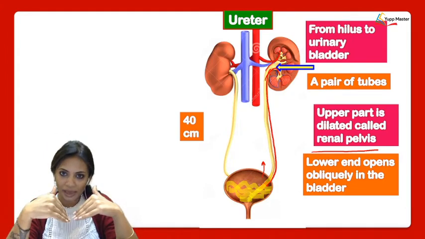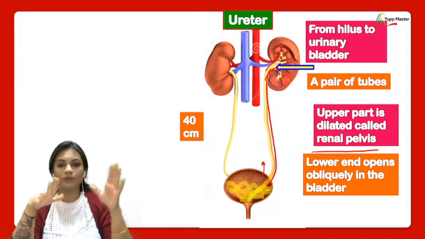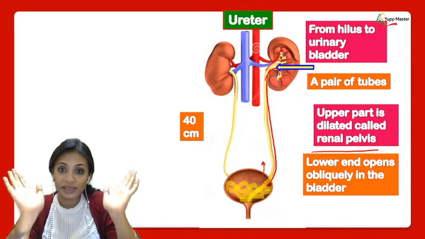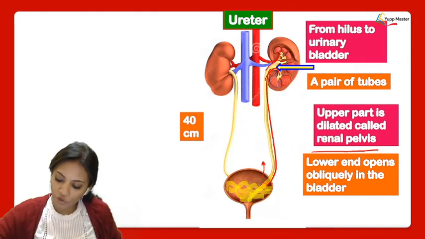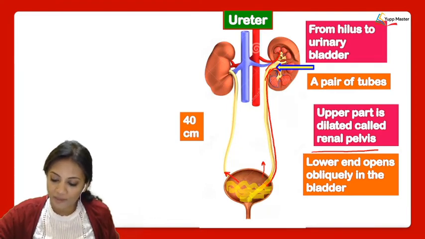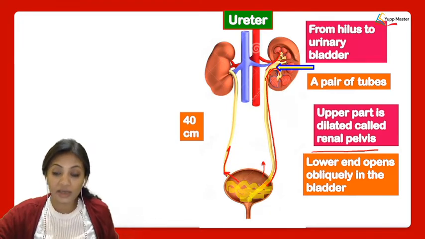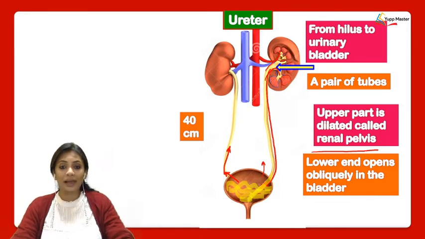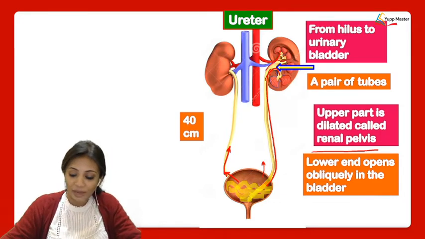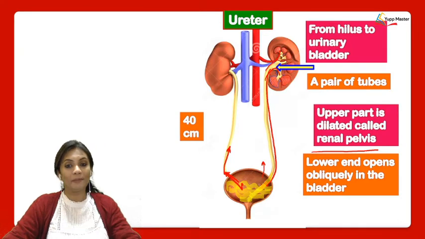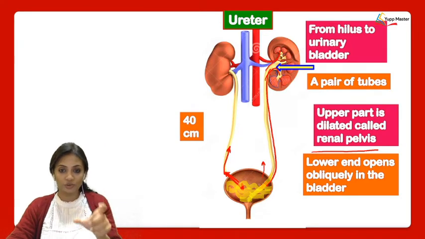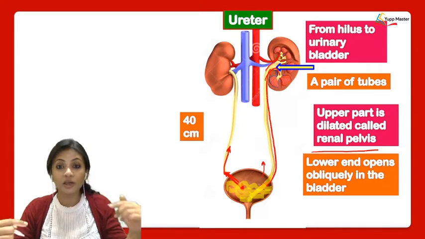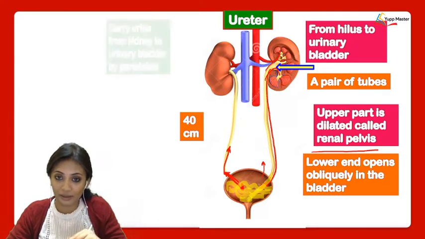If it enters diagonally, then there would be no backflow, and if at all there is backflow, it would just be restricted like this. There would not be backflow going in an upward direction because that would be naturally against gravity. So that wouldn't happen at all. If there is backflow, only this much, and it would fall back down. So that's why the ureters enter into the bladder in an oblique manner. I hope you got that clear.